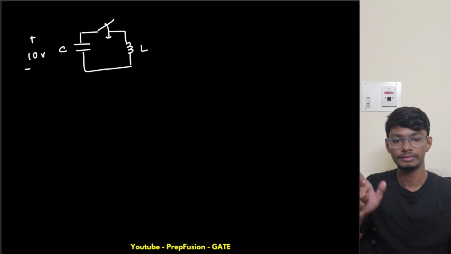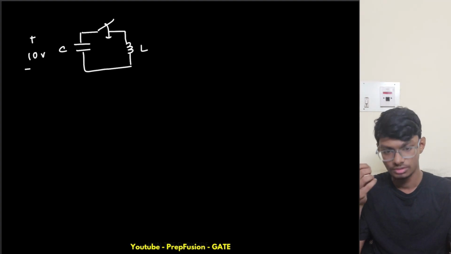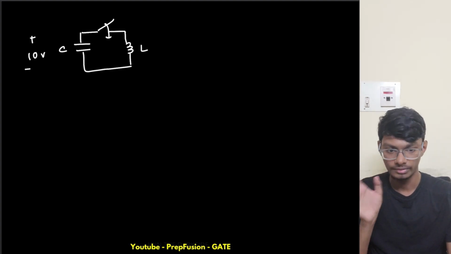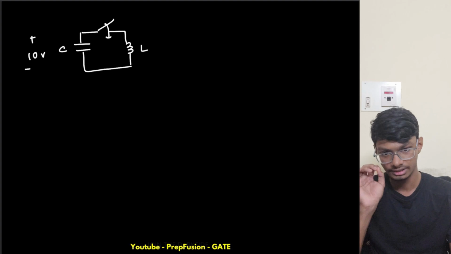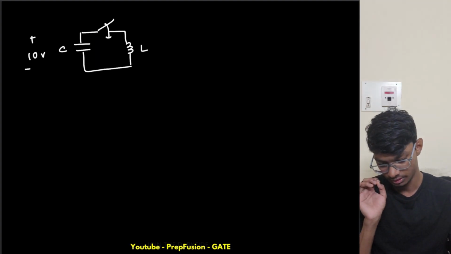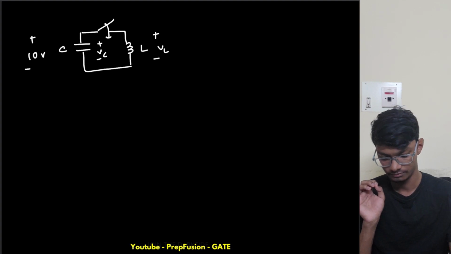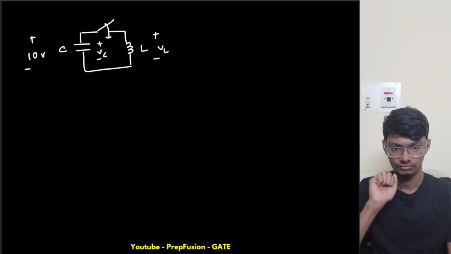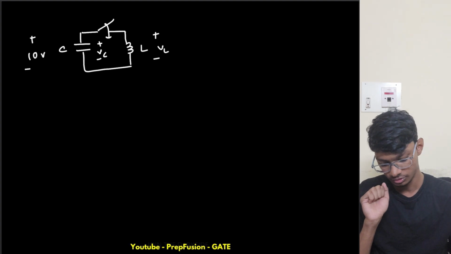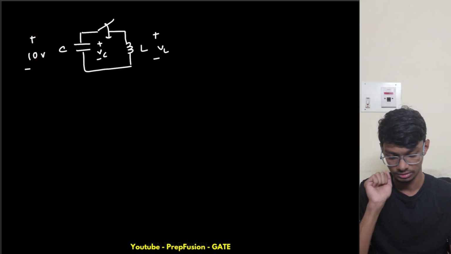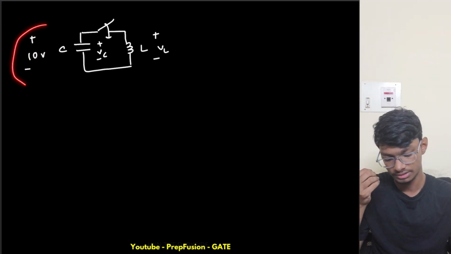Now what will my differential equation be equal to? C and L are the only components. Let me mark the terminals. This is VC and let me mark this as VL. If I mark the terminals, what do I get? I have this 10 volts also here, so I have to mark this 10 volts also.